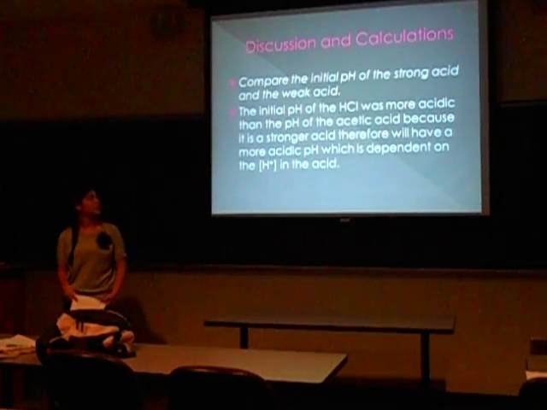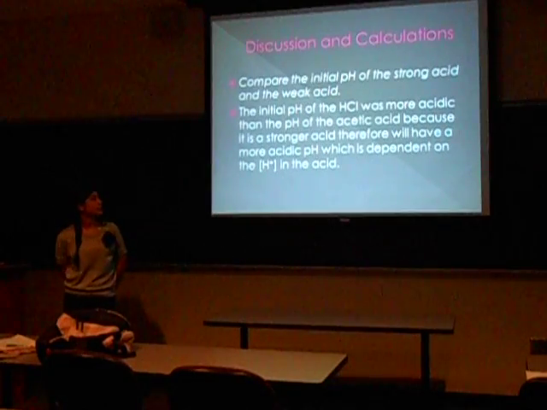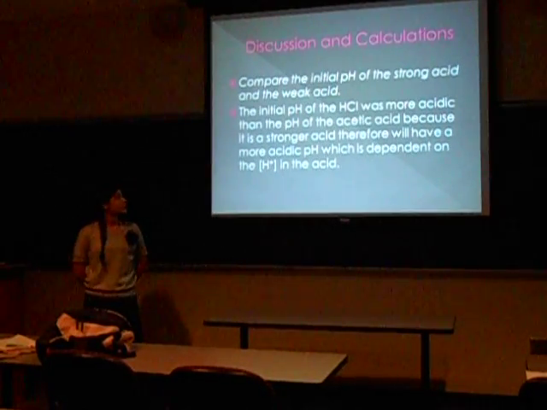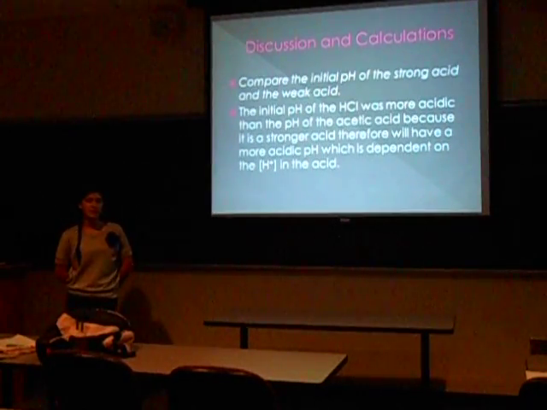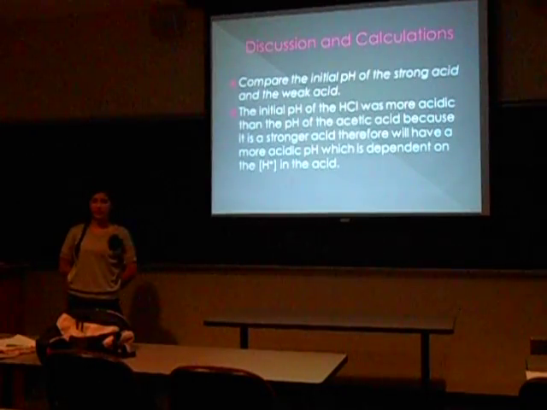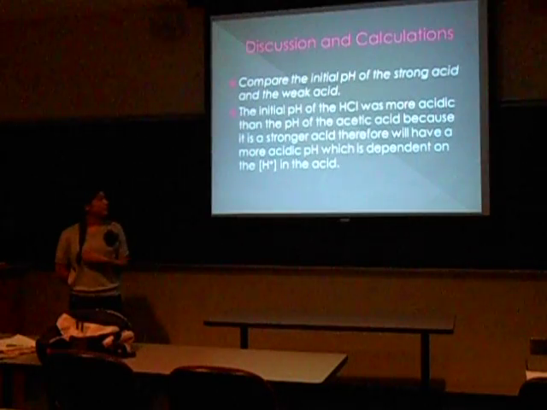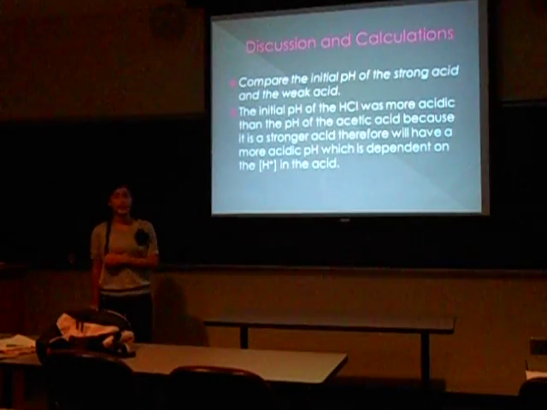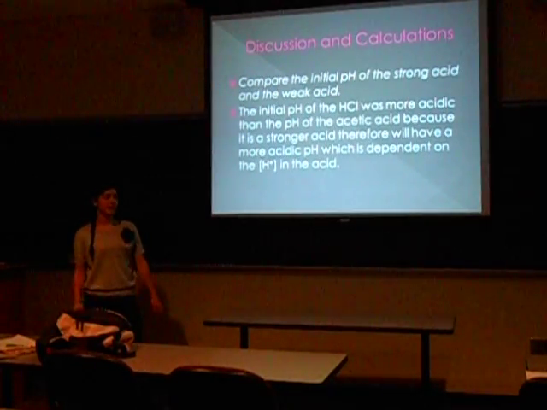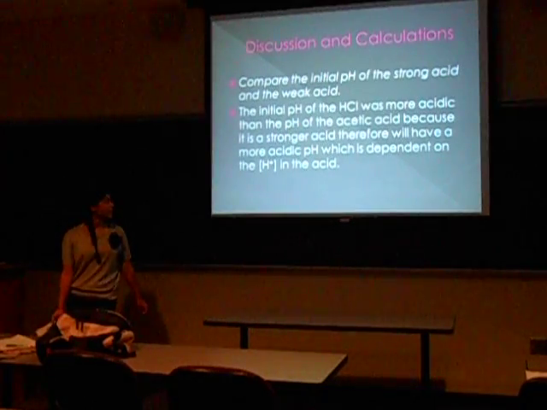So then we had to compare the initial pH of the strong acid and the weak acid, and for our strong acid, it was slightly lower than the weak acid. I think the weak acid was around 3.6 and the strong acid was around 2.5. And this is because a strong acid originally starts with a lower pH simply because it is more acidic.